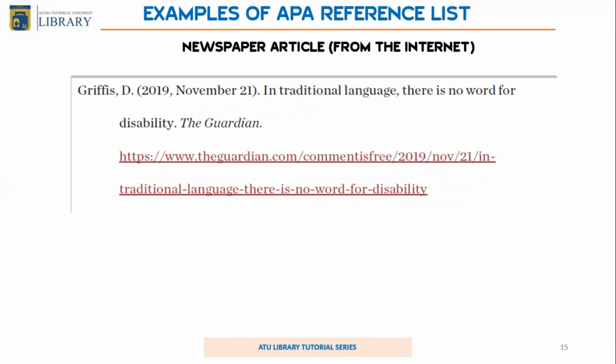Now, this is the reference style for a newspaper article. This is the year, the month, and the day. And what we have over here is a title of the actual content in the newspaper. And the newspaper is the Guardian. And this is the website that we got our information from.